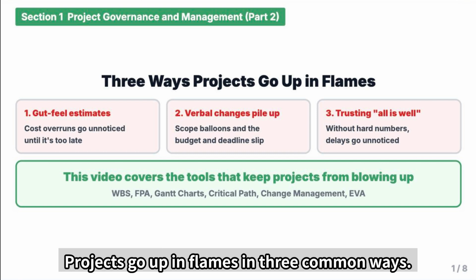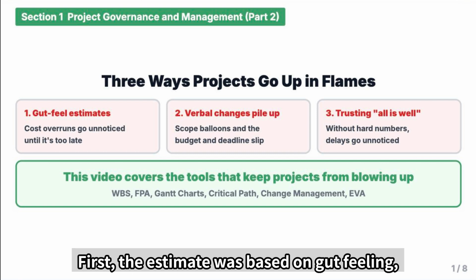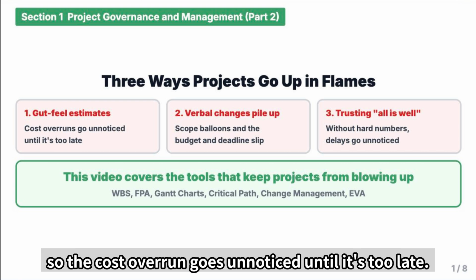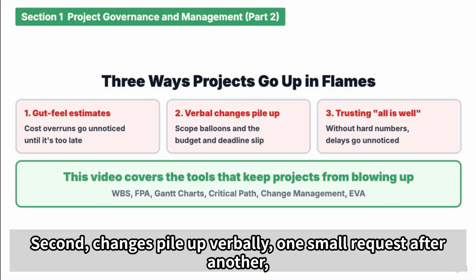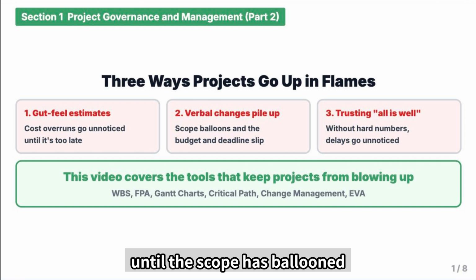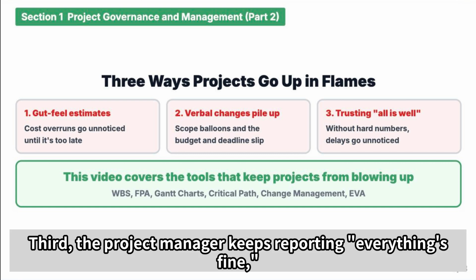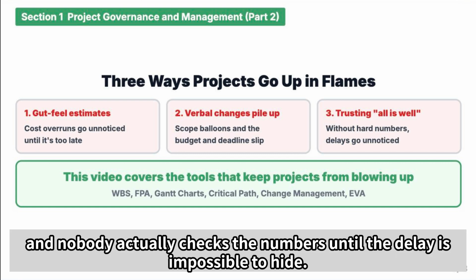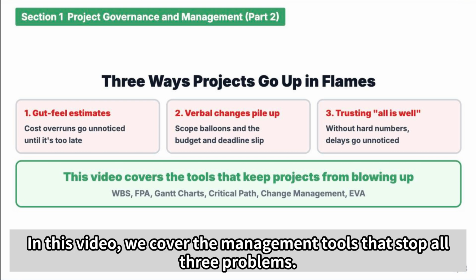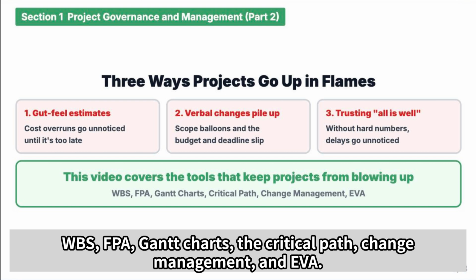Projects go up in flames in 3 common ways. First, the estimate was based on gut feeling, so the cost overrun goes unnoticed until it's too late. Second, changes pile up verbally, one small request after another, until the scope has ballooned, and the budget and deadline are blown. Third, the project manager keeps reporting everything's fine, and nobody actually checks the numbers until the delay is impossible to hide. In this video, we cover the management tools that stop all 3 problems: WBS, FPA, Gantt charts, the critical path, change management, and EVA. Let's dig in.